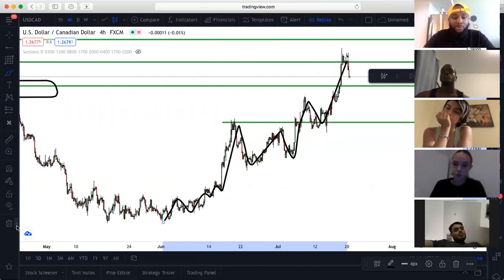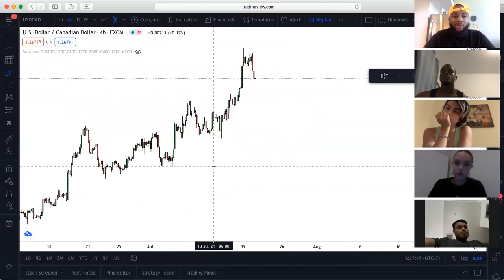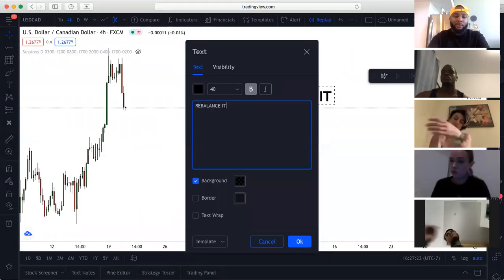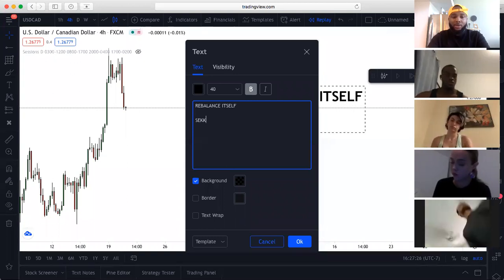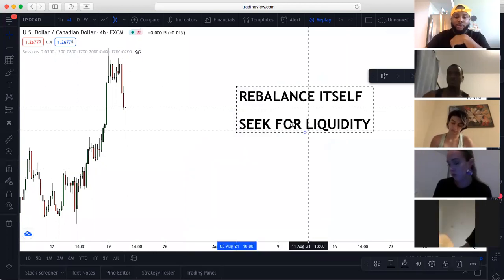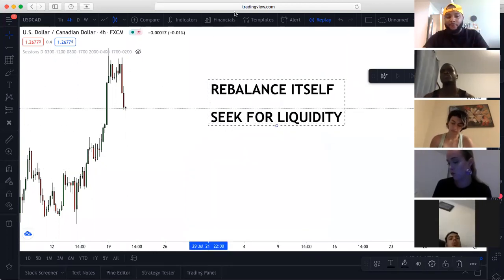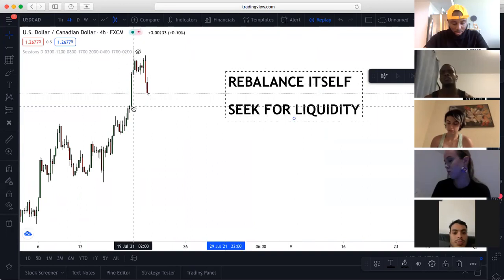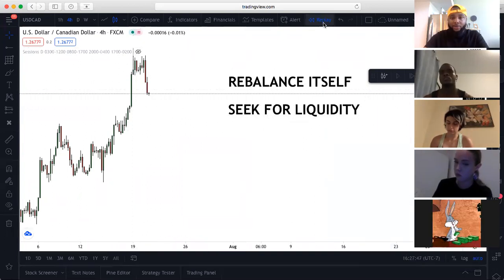Now, here's the next component I want to go into showing you guys with this, okay? Always understand this. The market is always looking to do two things: rebalance itself and seek for liquidity, okay? Two things. It's always looking to rebalance itself and seek for liquidity. So in knowing this, let's go back to our replay. So check this out, guys.